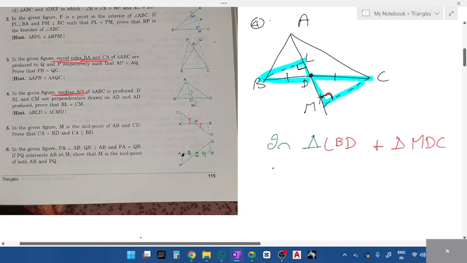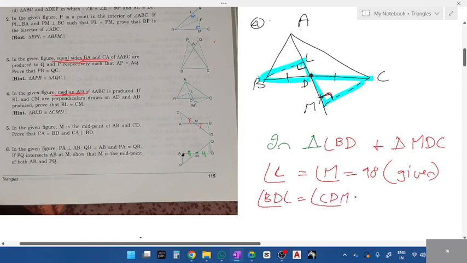Can you tell me which two angles are 90 degrees here? Even this is a very simple question. Angle L is equal to angle M, 90 degrees, that is given. Next, which two sides are equal or which angle is common here? Angle D. How do I write angle D? Angle BDL is equal to angle CDM.